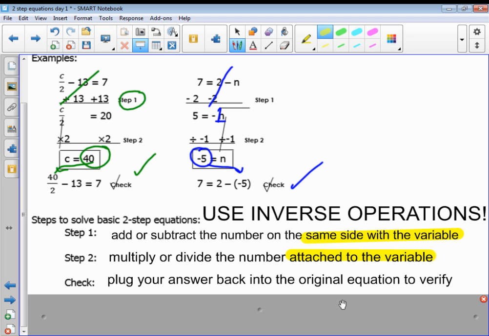And I can't stress enough, make sure you actually check your answer. Don't just plug it in and assume it's going to work. Once you finish copying these notes, you may flip over to the back. We're going to do a couple examples together.